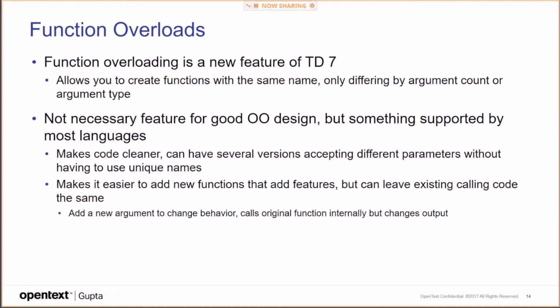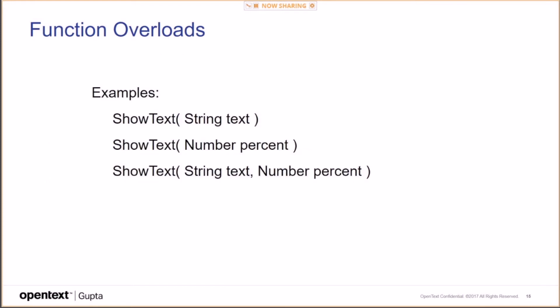Function overloads, another area that has been enhanced in 7.0. You create several functions with the same name, only differing by argument count or argument type. Basically the same thing as with the default constructor and other constructors, where you have different parameter signatures. Not necessarily a feature for object-oriented design, but something supported by most languages. It makes code cleaner. You can have several versions accepting different parameters without having to use unique names. We will look at this in an example. I think that makes it clearer when you see the code.